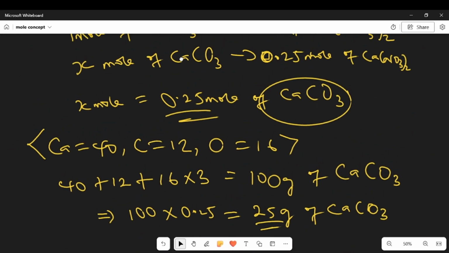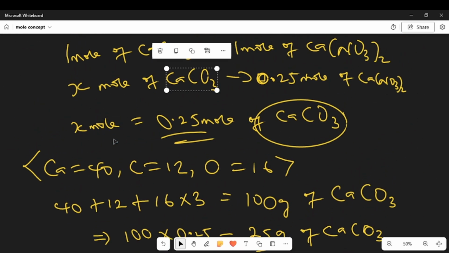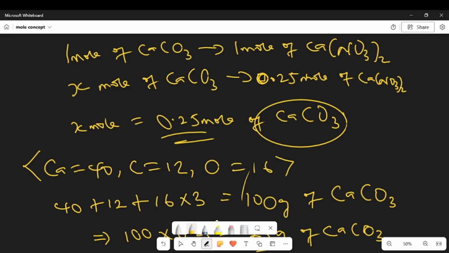Now, after solving, we got that the number of moles of calcium trioxocarbonate 4 that will produce 0.25 mole of calcium trioxonitrate 5 is 0.25 mole. And we are not stopping here, because it's not actually what we are told to calculate. This particular mole here is for us to be able to get the actual mass of calcium trioxocarbonate 4 that will produce 0.25 mole of calcium trioxonitrate 5.